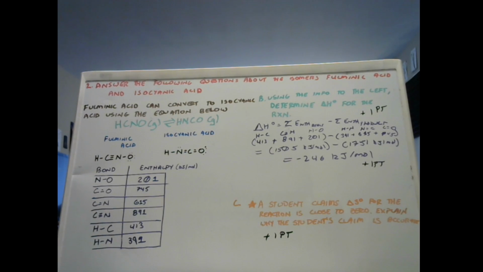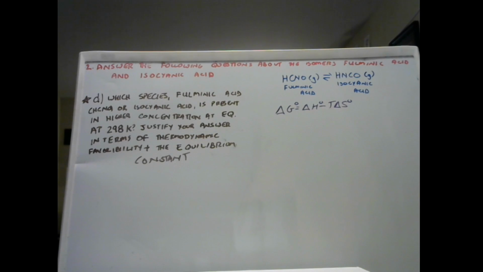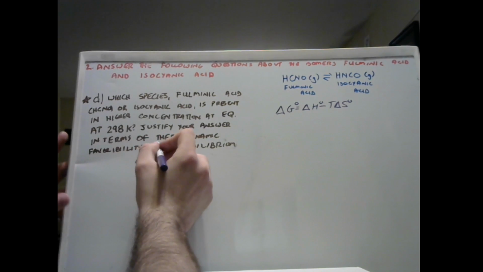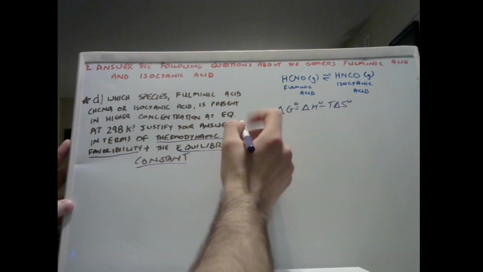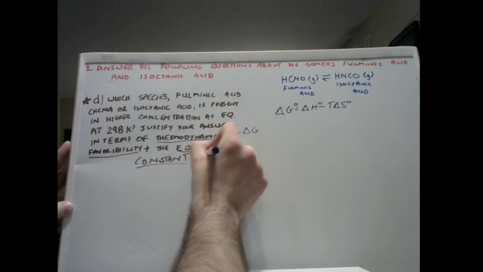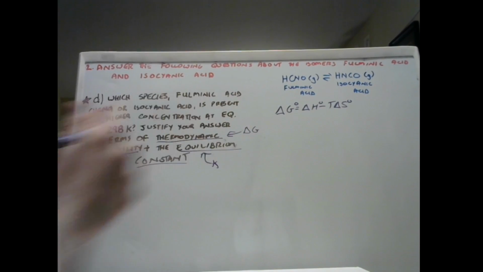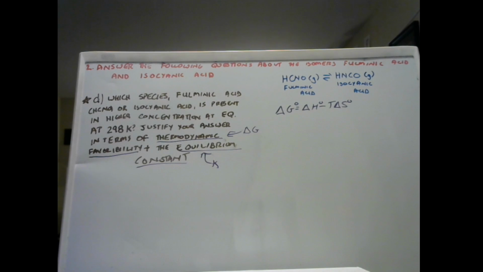On to D. D continues on with the information we found in C. It says which species, fulminic acid, HCNO, or isocyanic acid, which is HNCO, is present in higher concentration at equilibrium at 298 degrees K. Justify your answer in terms of thermodynamic favorability and the equilibrium constant. Thermodynamic favorability tells me that you're looking for delta G. Equilibrium constant tells me I'm going to be looking at K. So I need to justify this in terms of delta G and K. So the clear place to start is to find delta G and K.